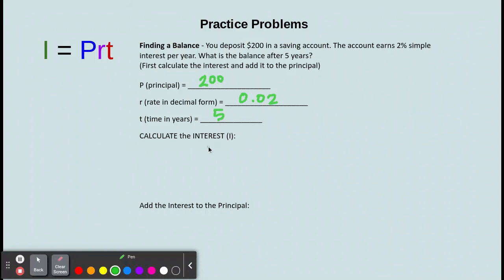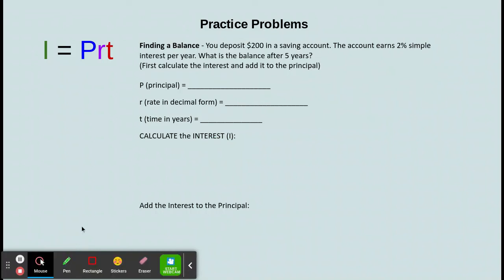Well, first we need to find how much interest we earned, right? So I equals 200 times 0.02 times 5. And that ends up being $20, right? So the interest we earned was $20. Now we add that interest to our principal, 200. So what is our balance?